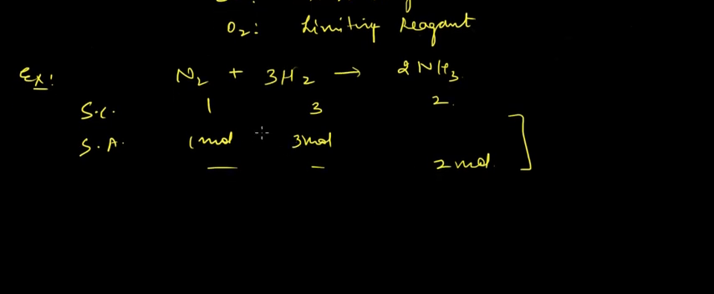But if we change, meaning increase or decrease, the quantity of either N2 or H2, it will be reflected in the moles of NH3 present, and one of them would be the limiting reagent and the other would be the excess reagent.